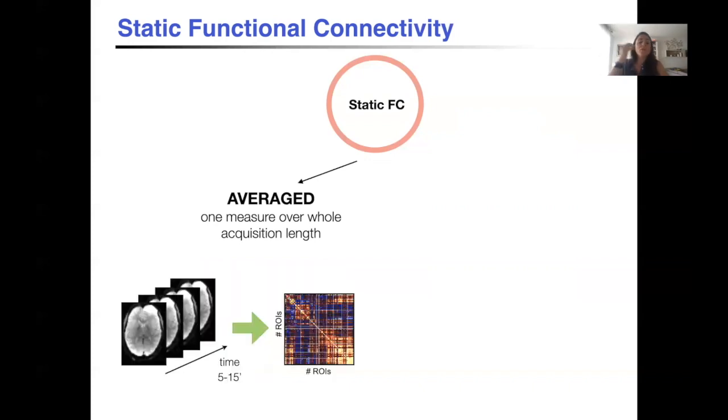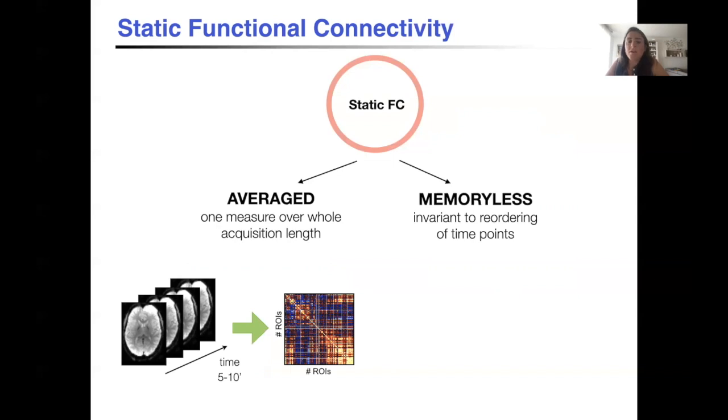So during the typical length of a resting state acquisition, which could be, for example, 5 to 15 minutes, you would end up with one functional connectivity that tells you how different regions are related, but we wouldn't have access to possible temporal variations of this functional connectome.